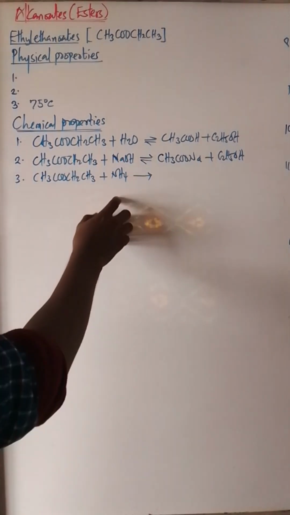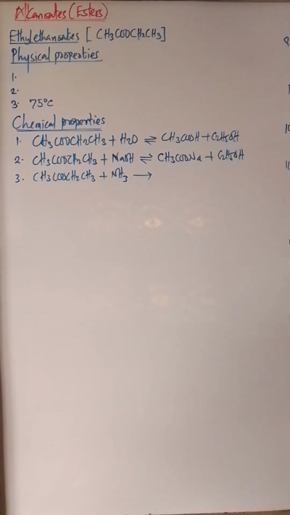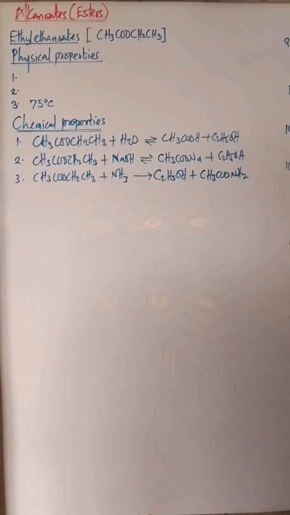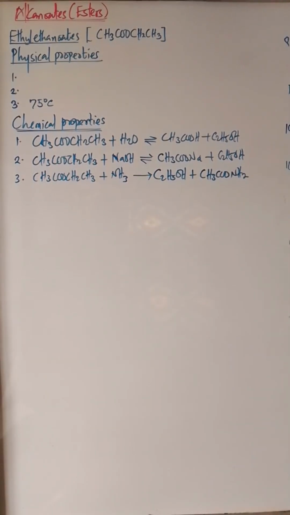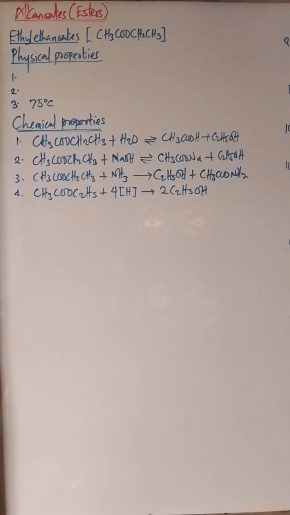If ammonia is bubbled through the solution containing ethyl ethanoate, we are going to form ethanol and ethanamine. So this is ethanamine. We've done this under naming in the first video. And lastly, ethyl ethanoate can be reduced. It can undergo reduction to give us ethanol. It is reduced not by removal of oxygen but addition of what? Hydrogen from the reducing agent.